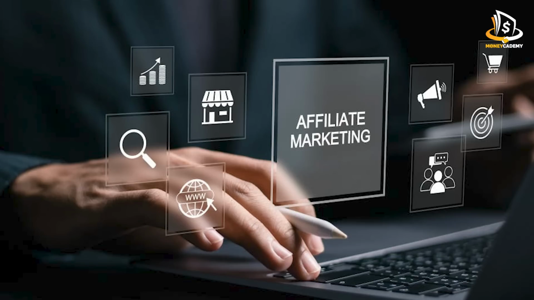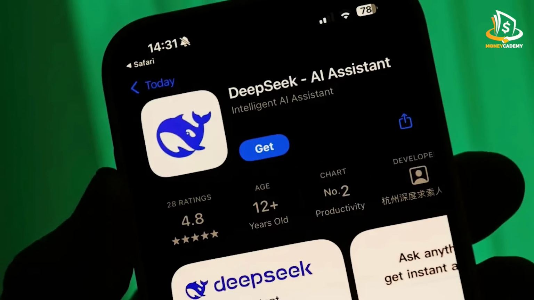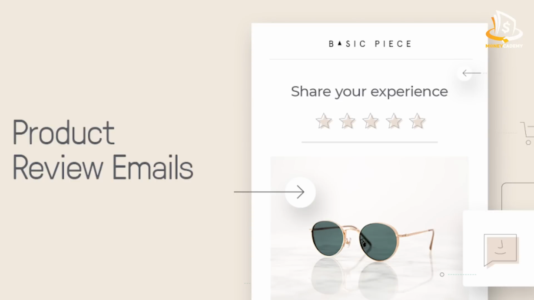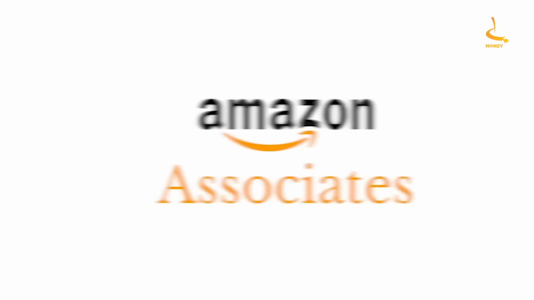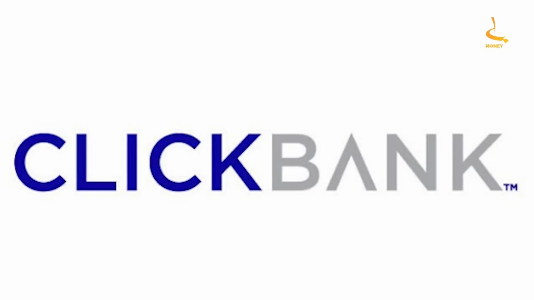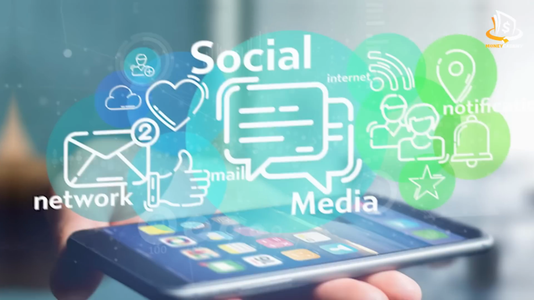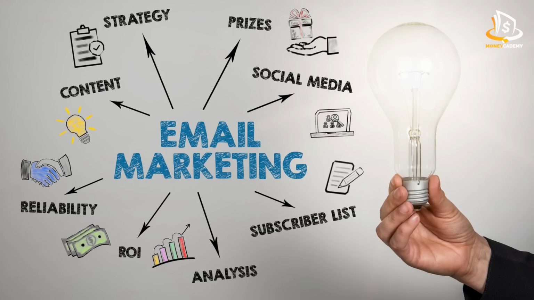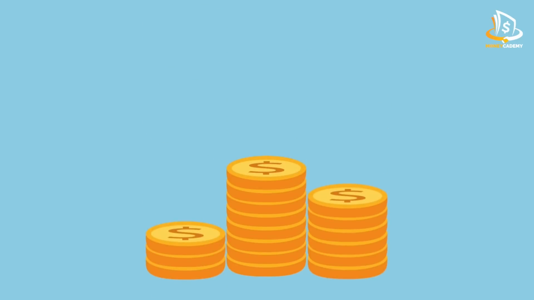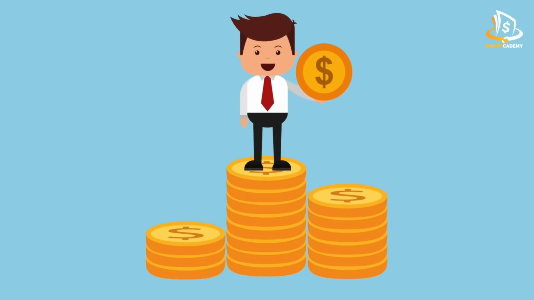3. Affiliate marketing. DeepSeek AI can write high-converting sales copies, product reviews, and email campaigns. Use it to create content for affiliate marketing on Amazon Associates, ClickBank, or Digistore24. Drive traffic to your affiliate links via blogs, social media, and email marketing. Imagine earning commissions passively while AI does the work for you.